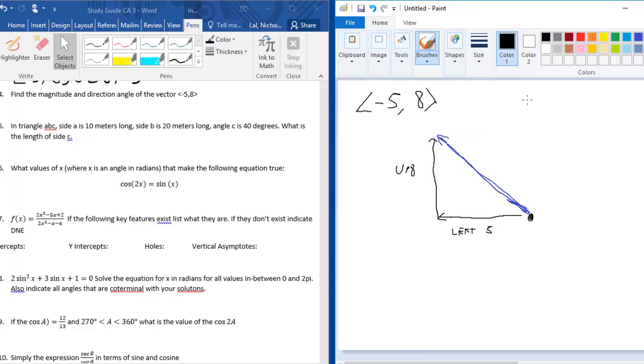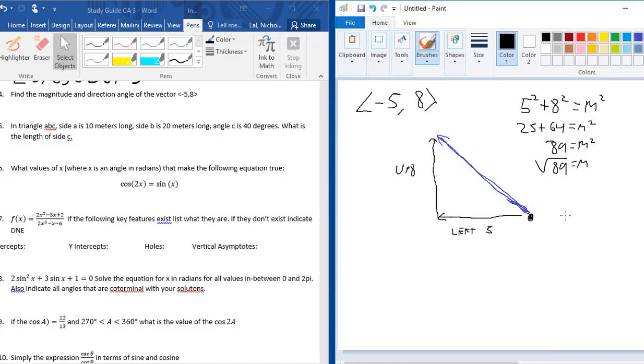So I can find 5 squared plus 8 squared is equal to my magnitude squared. That's just using the Pythagorean theorem, which means 25 plus 64 is equal to my magnitude squared. 64 plus 20 is 84. 84 plus 5 is 89. So if 89 is equal to my magnitude squared, my magnitude is equal to the square root of 89.